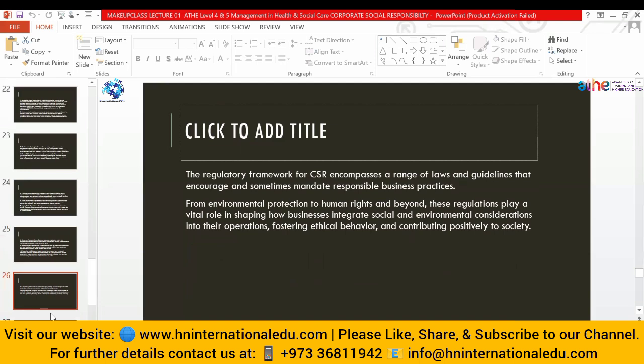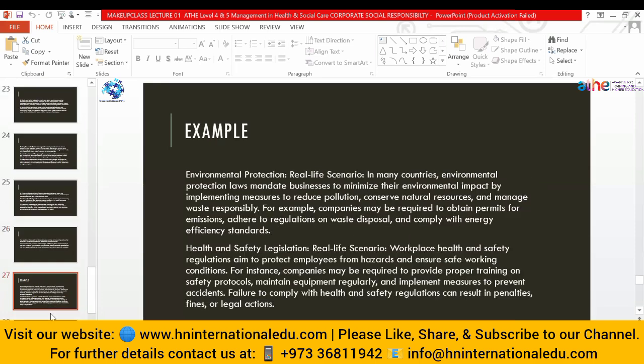So these were the 10 laws and regulations, the regulatory framework. The regulatory framework for CSR encompasses a range of laws and guidelines that encourage and sometimes mandate responsible business practices. From environmental protection to human rights and beyond, these regulations play a vital role in shaping how businesses integrate social and environmental concerns into their operations, fostering ethical behavior and contributing positively to society. So we did this according to the indicative content. Now it's an example. Let's read it.